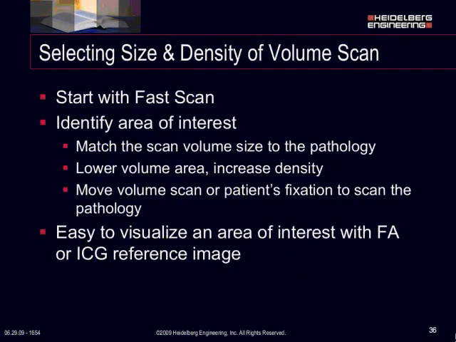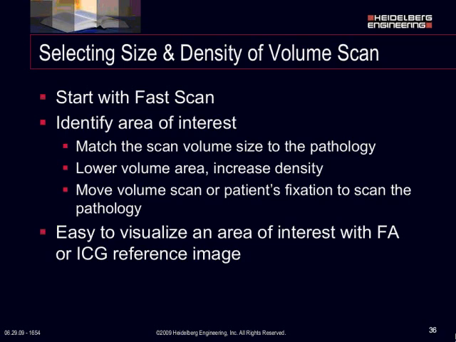So what I like to do is start out with the fast scan and identify any areas of interest. And then I match the scan volume size to the pathology. So if I'm imaging somebody who's a severe proliferative diabetic, I'll go to the posterior pole scan, or I'll lower the volume scan if I'm only interested in the fovea, the macula.